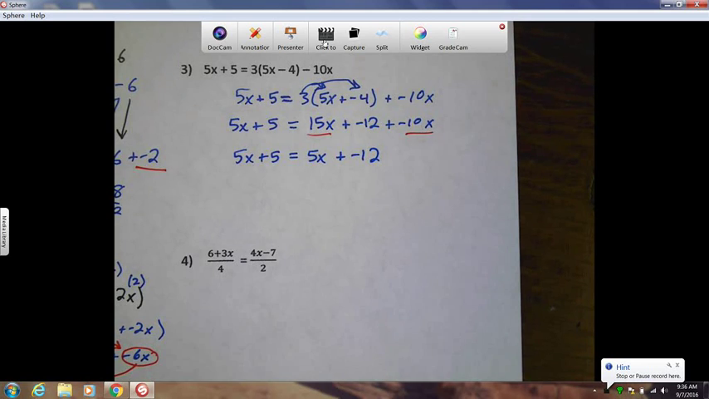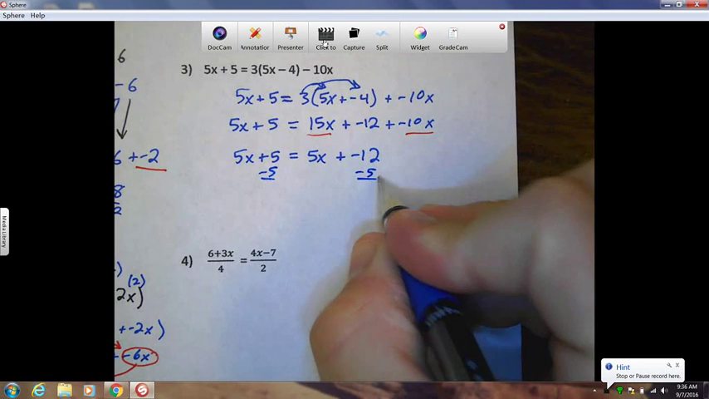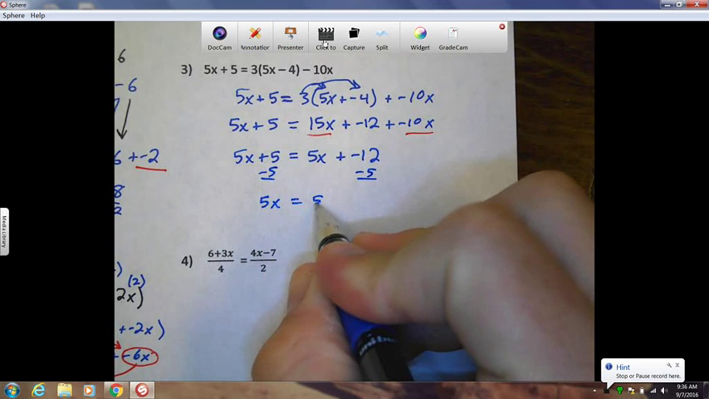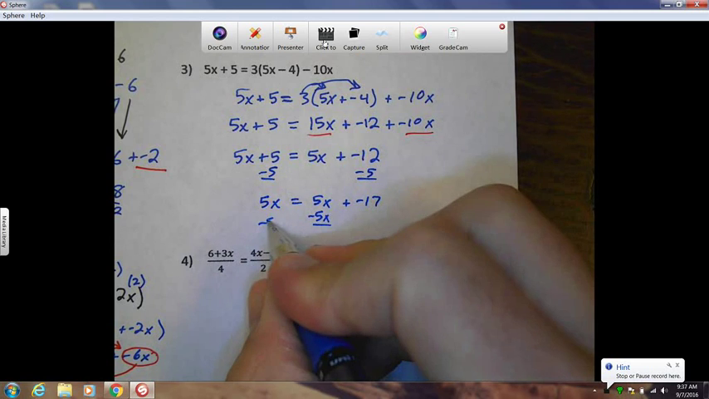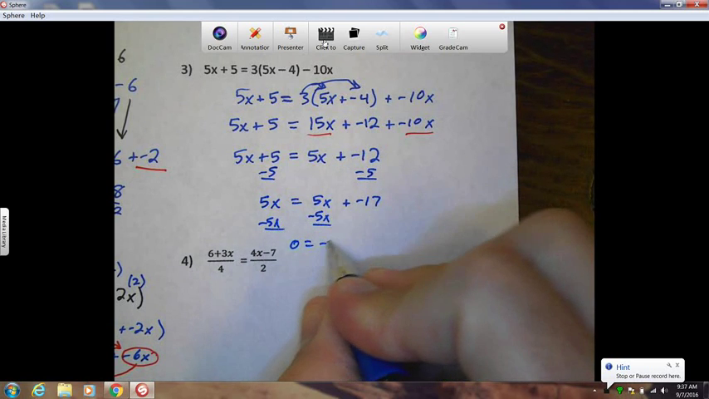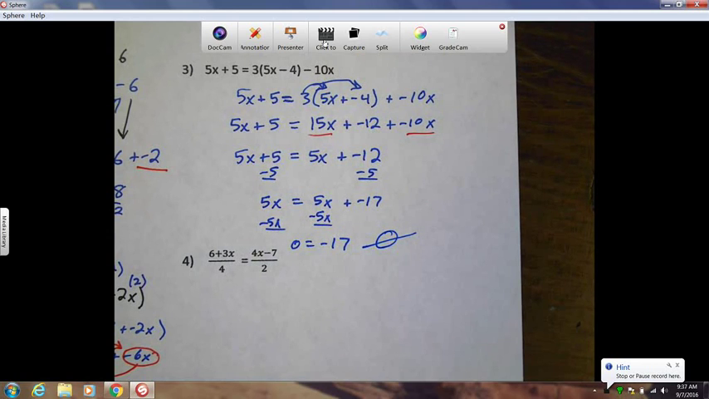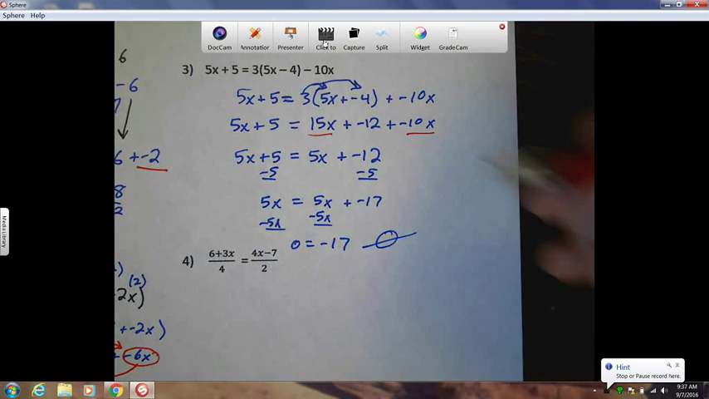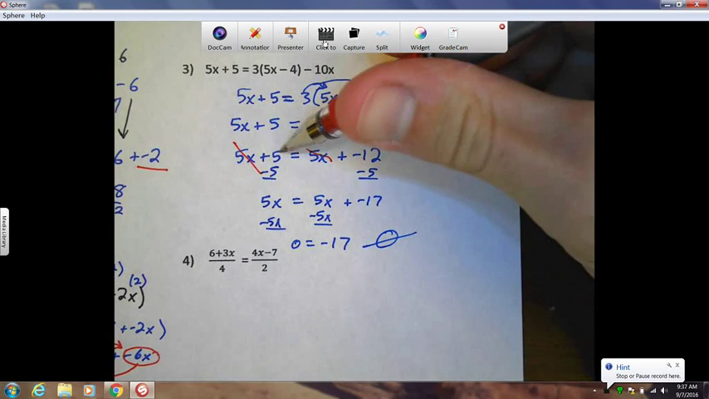Okay, now I'm going to go ahead and simplify. I'm going to subtract 5 on both sides. 5x is equal to 5x plus negative 17. Subtract 5x. So that's 0 equals negative 17. Hopefully you remember from the previous lesson, I end up with something like this. This is not true. 0 does not equal 17. So it's no solution. Now I could have seen that earlier. Up here, if I see that, I know, well, when 5x on this side and this side goes away, I have 5 equals negative 12, so I know that's not going to be true.